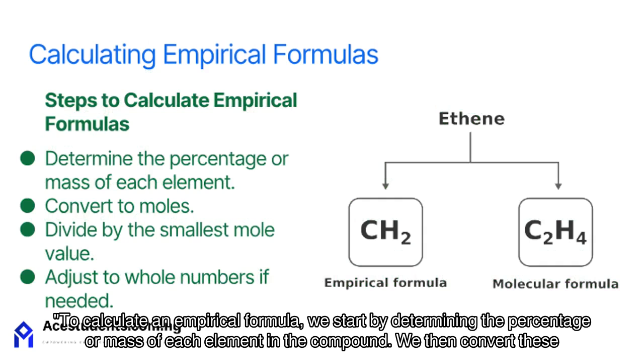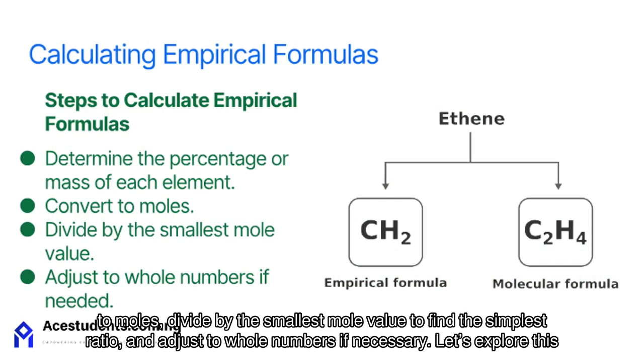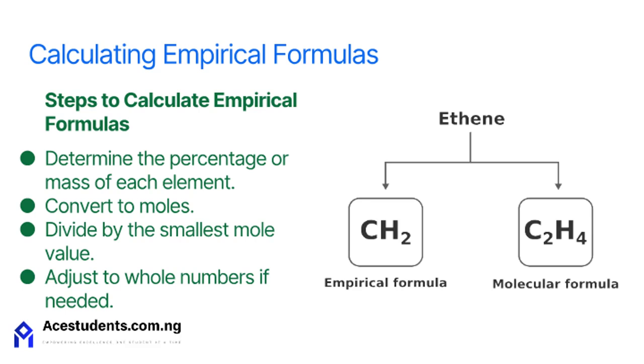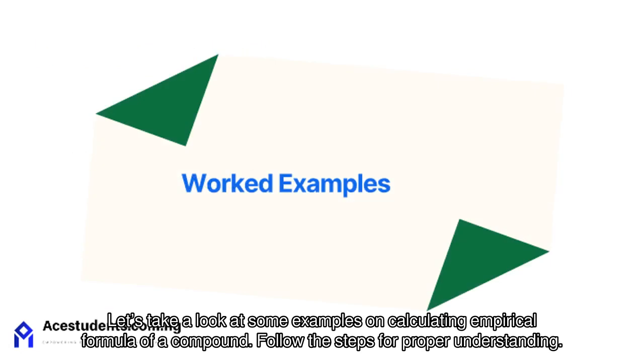To calculate an empirical formula, we start by determining the percentage or mass of each element in the compound. We then convert these to moles, divide by the smallest mole value to find the simplest ratio, and adjust to whole numbers if necessary. Let's explore this process with some examples to solidify our understanding. Let's take a look at some examples on calculating empirical formula of a compound. Follow the steps for proper understanding.